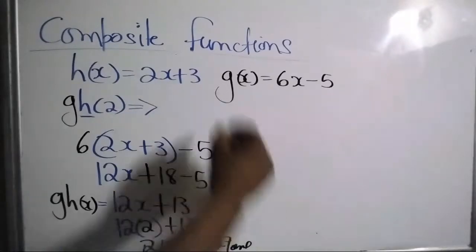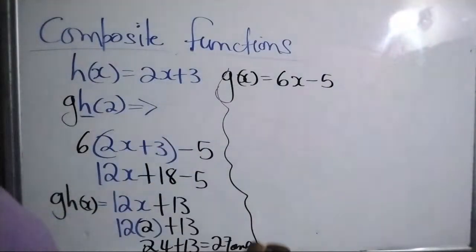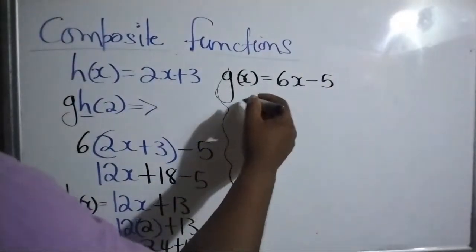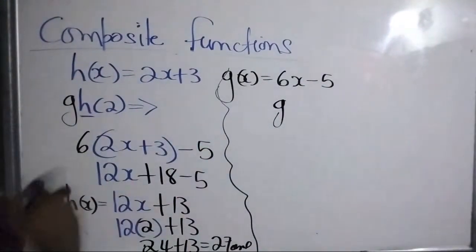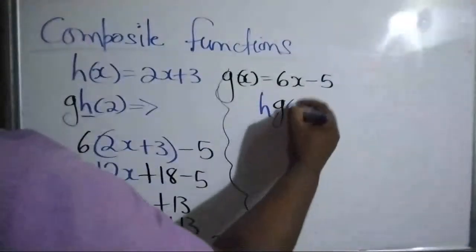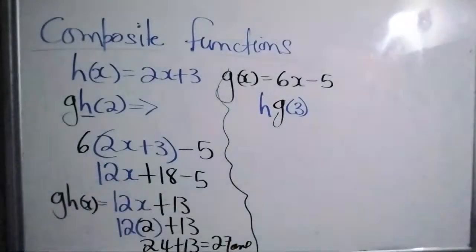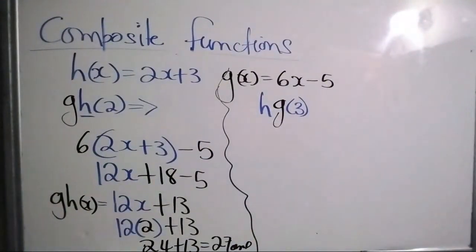Alright, let us see if you guys are understanding. I want you guys to do HG of 3. So you're gonna do that for me, guys. Let's go, let's go. Type in the answer fast, fast. Oh, yeah, man, you can see.